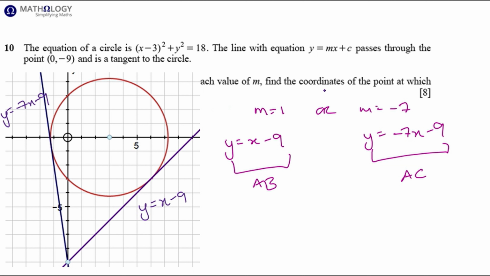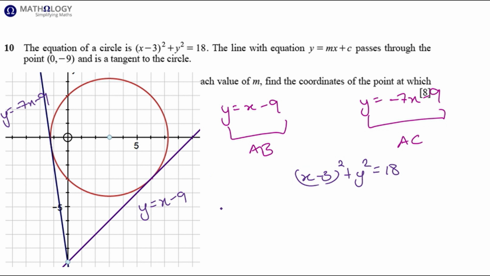To calculate the coordinates of the point at which the tangent touches the circle, we are going to equate each tangent in turn to the circle. So x minus 3 all squared plus x minus 9 all squared equals 18.